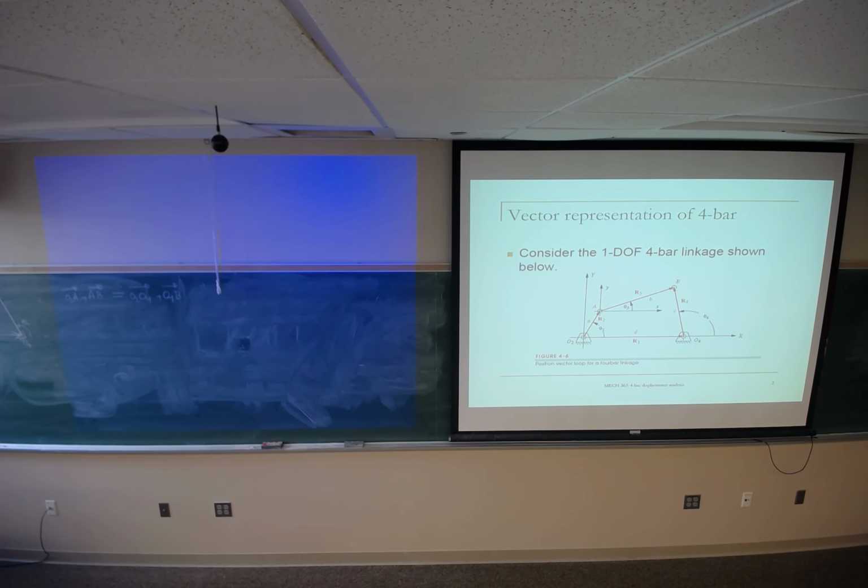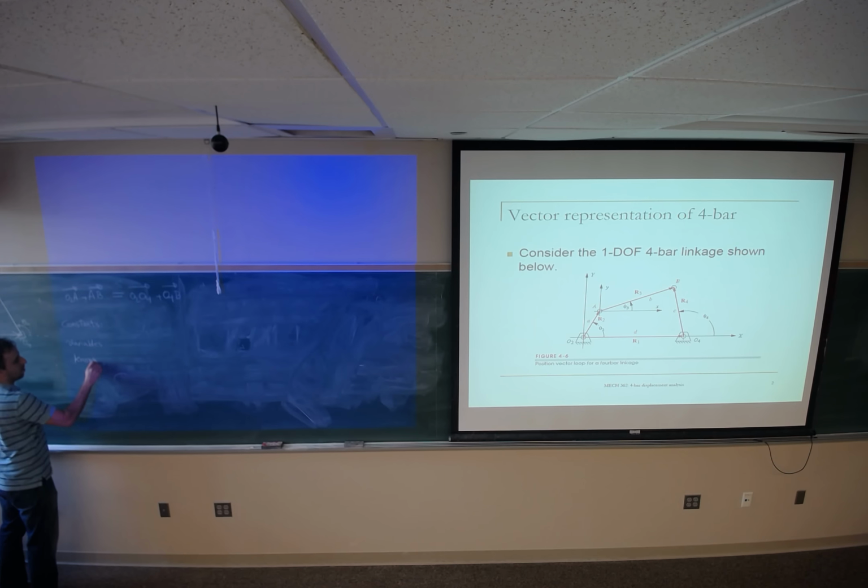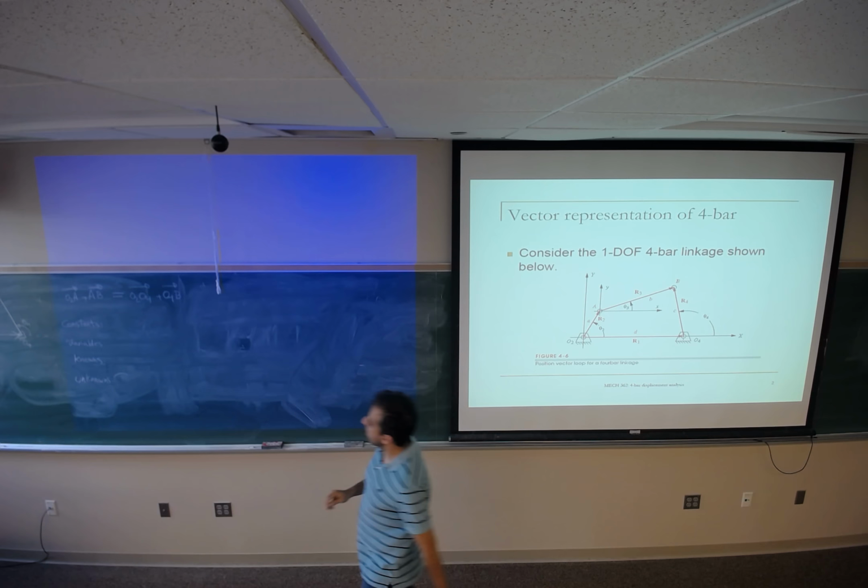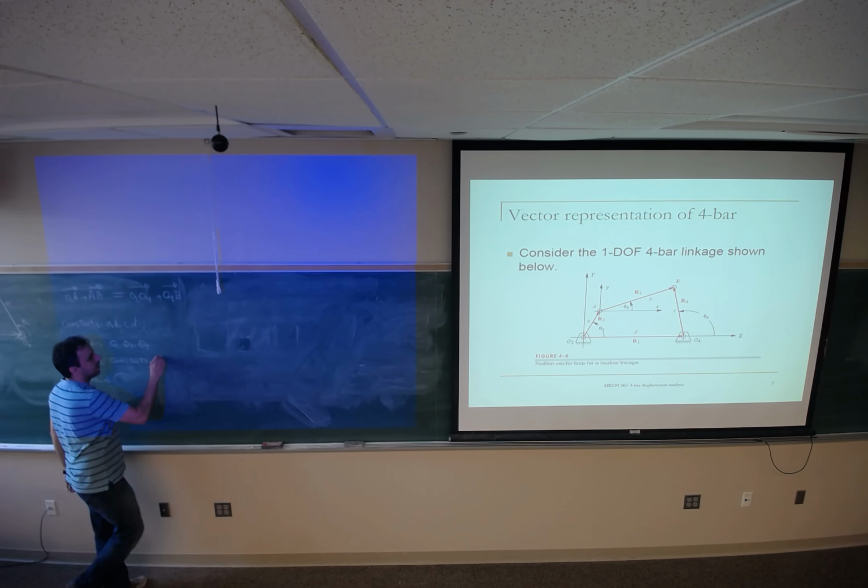The rest would be the mathematical process to derive the equations and solve for unknowns. So again, we define constants, variables, knowns and unknowns. The constants would be the lengths of the links A, B, C, and D. Variables would be the three angles that we have, theta 2, theta 3, and theta 4. These angles are varying when the mechanism is moving. And knowns would be constants plus 1 degree of freedom.